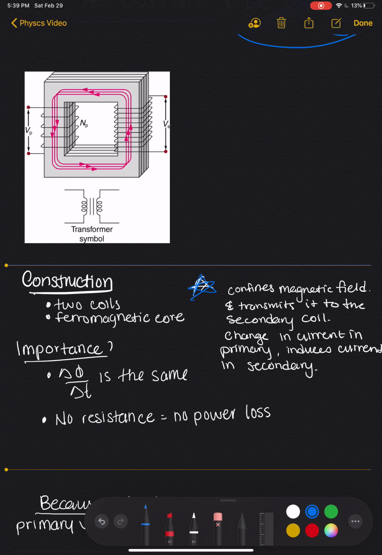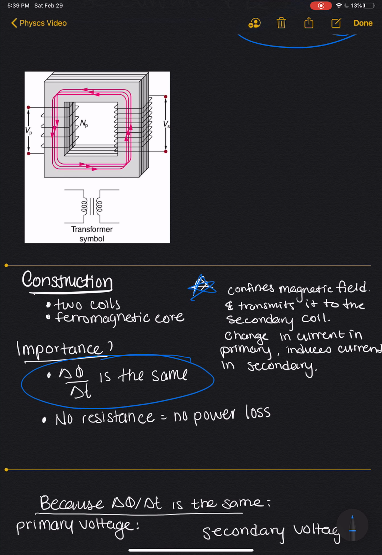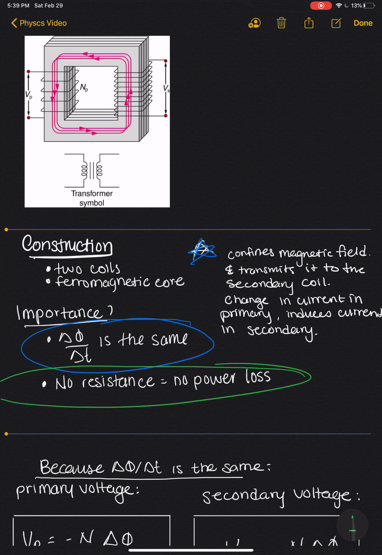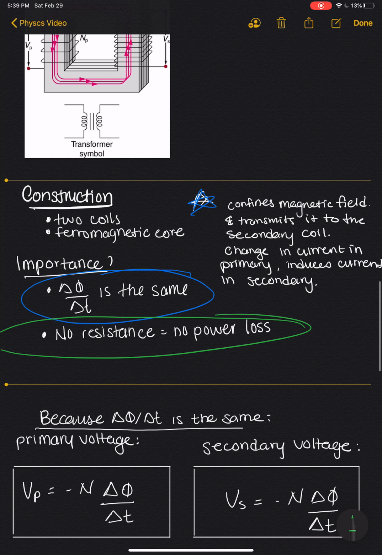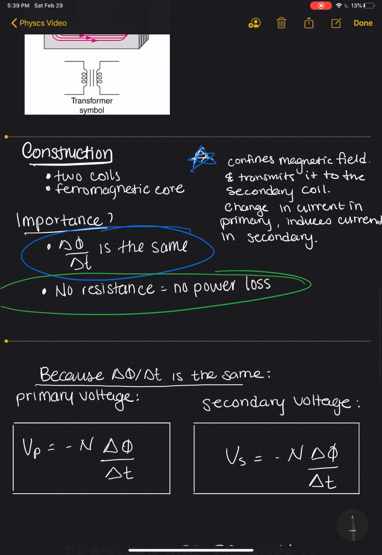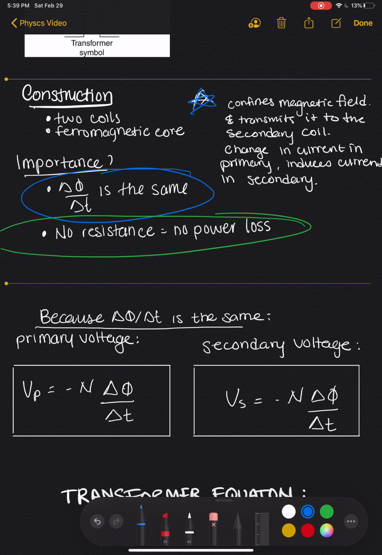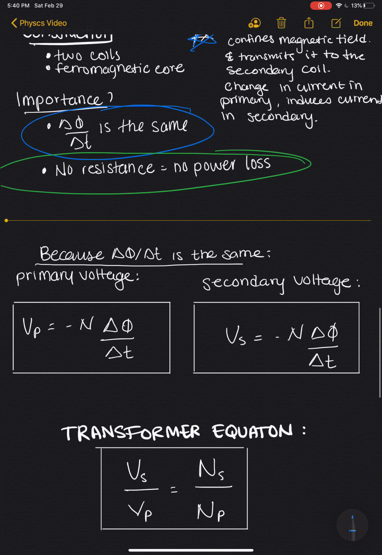we can make a couple conclusions. The first conclusion is right here. The change in magnetic flux over the change in time is the same. The second is there's no resistance, which means there's no power loss. Technically, there is a little bit of resistance, but it's so small that we say there's no resistance. And transformers are very, very effective, meaning there's really no power loss, okay? And because we've concluded that, we can create a couple equations that allow us to solve problems with transformers.